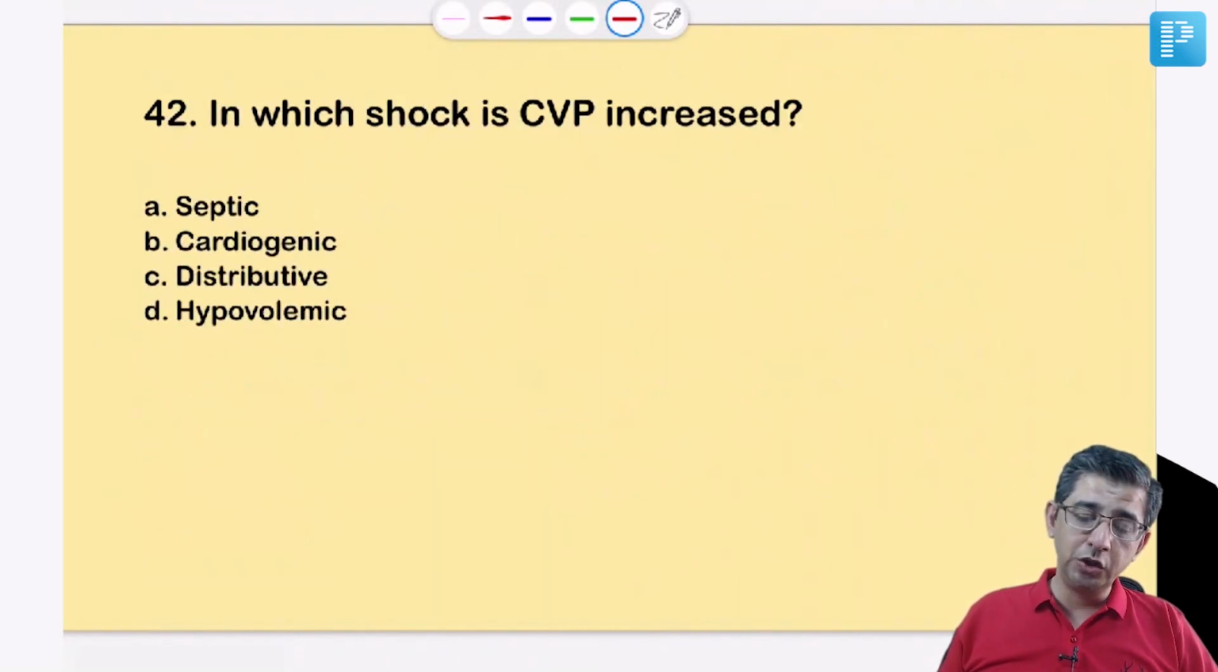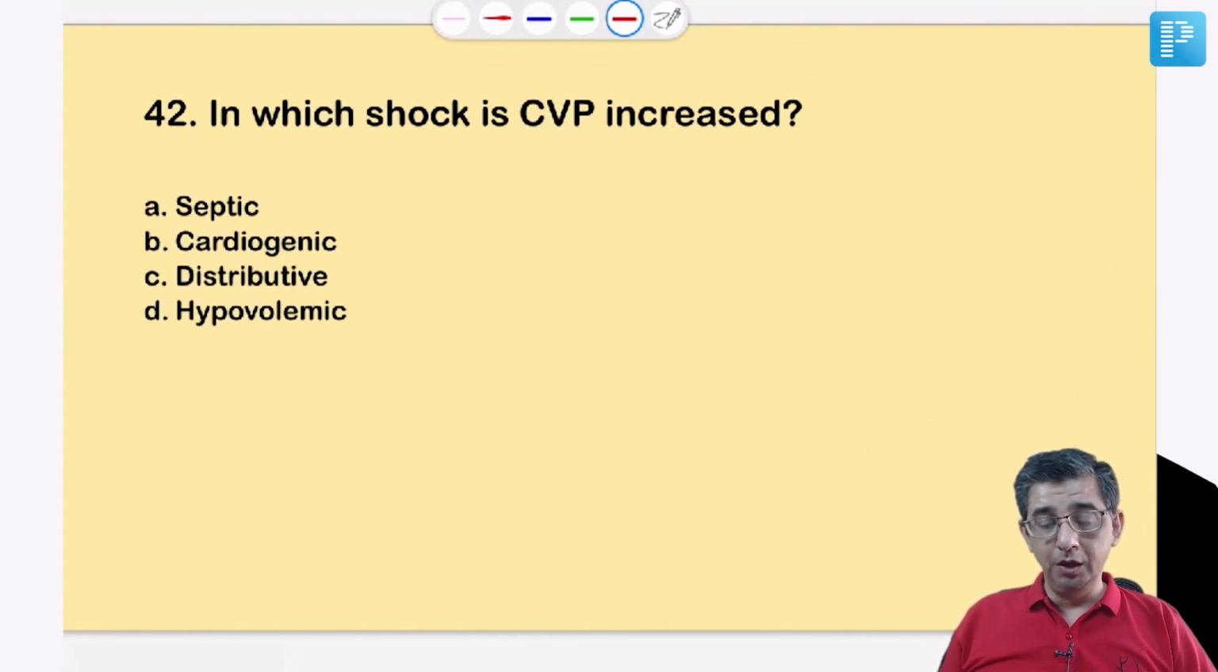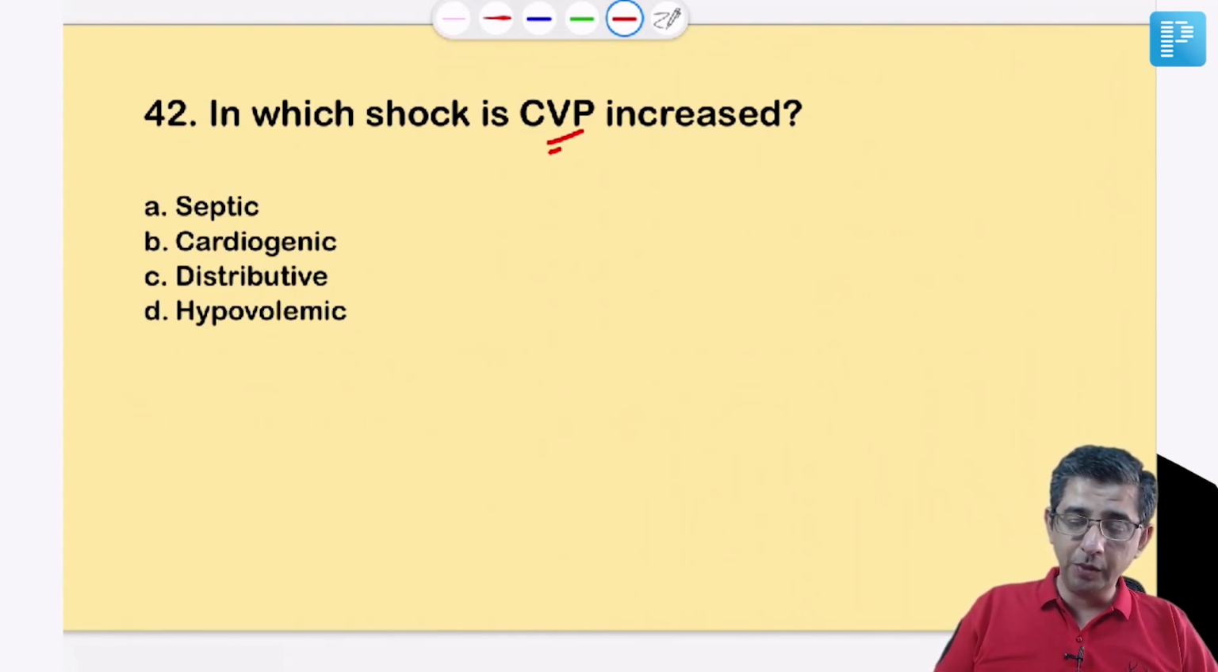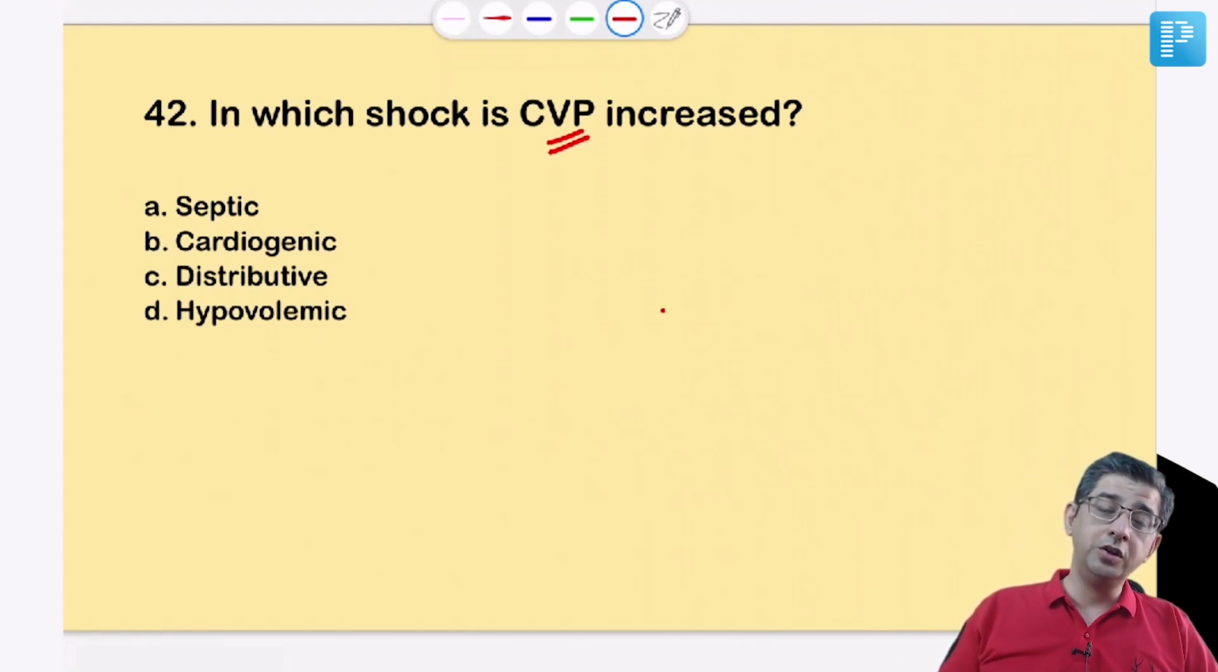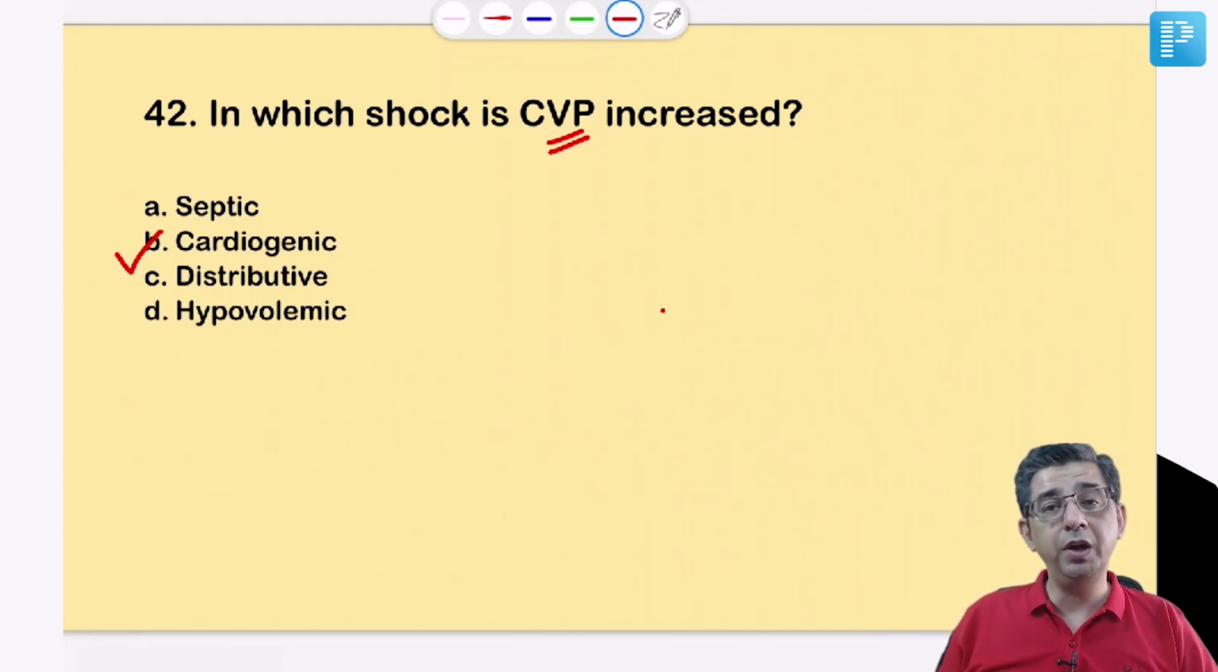In which of the following shocks is CVP increased? Standard favorite question of mine. In every shock, CVP is lesser. The only shock where the central venous pressure is going to be elevated, which you can check in the internal jugular or even in the subclavian vein of the patient, preferably the subclavian vein, is cardiogenic shock. In all shocks, CVP is lesser, but every time the person is having a cardiogenic shock, CVP would be elevated.